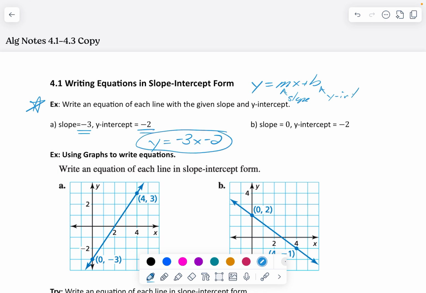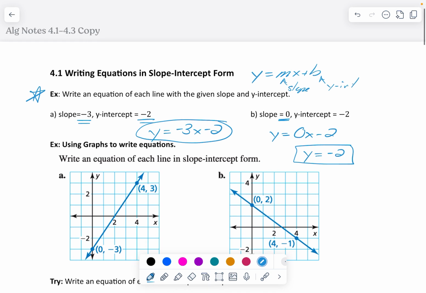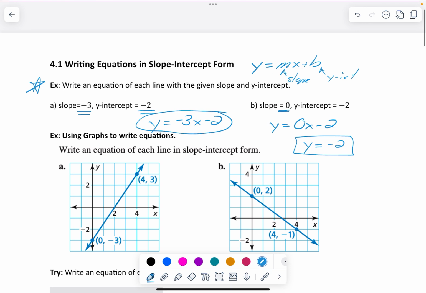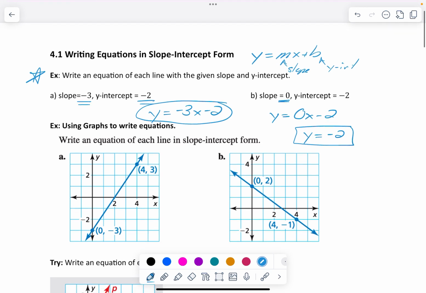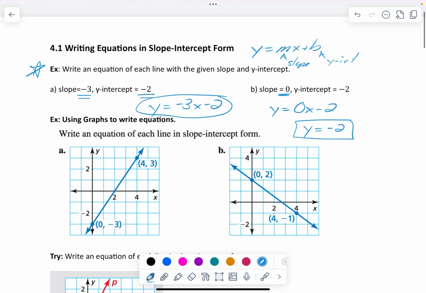We did a little bit of this in the last chapter. Now, if slope is 0, it might look like y equals 0x minus 2. But remember, we don't leave it looking like that. Our best answer would be y equals negative 2. And remember, that is that horizontal line where our slope is 0, and it's still a linear equation, but when slope is 0, it looks just like y equals a number.